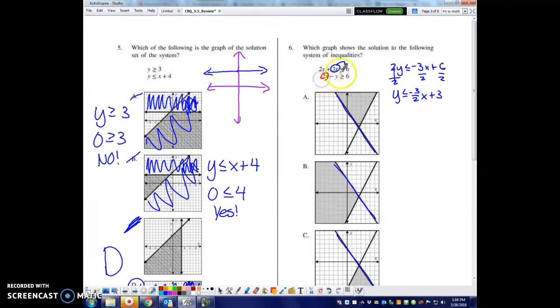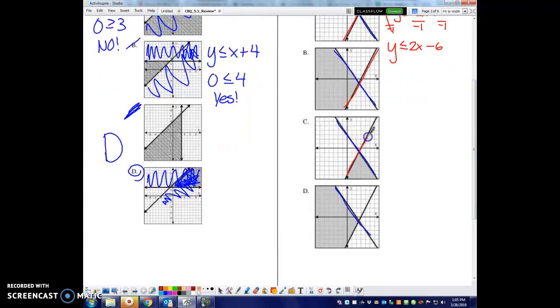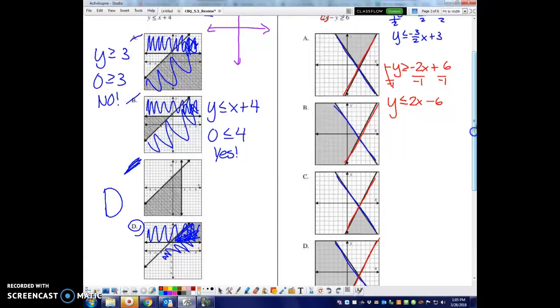We need to move that 2x over. So we have negative y greater than or equal to negative 2x plus 6. We're dividing them all by that negative 1. Remember, when we divide by a negative, what happens? The sign flips. So we have y less than or equal to positive 2x minus 6. So that's this line here. So now let's see where we're shading.